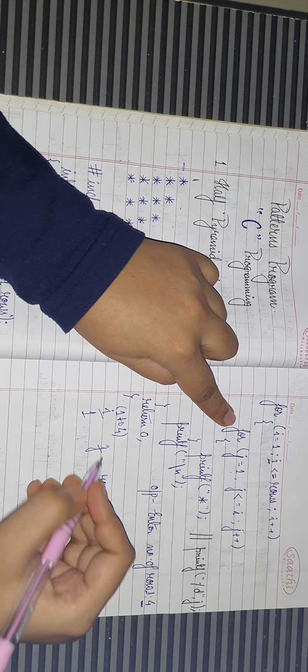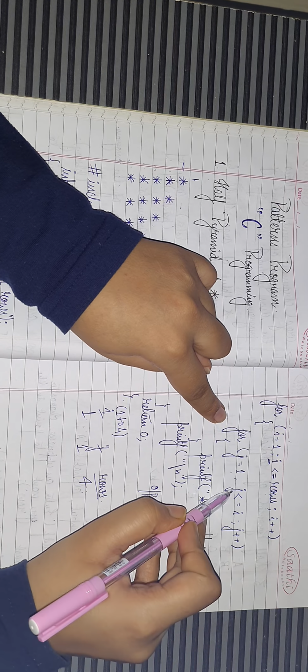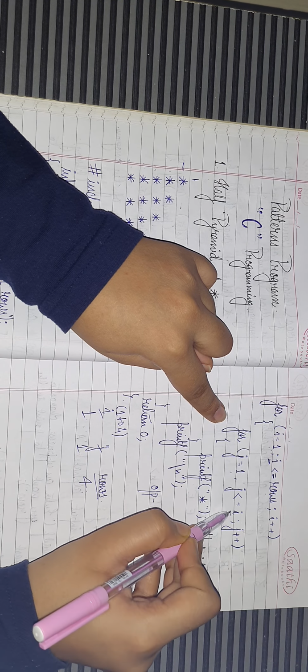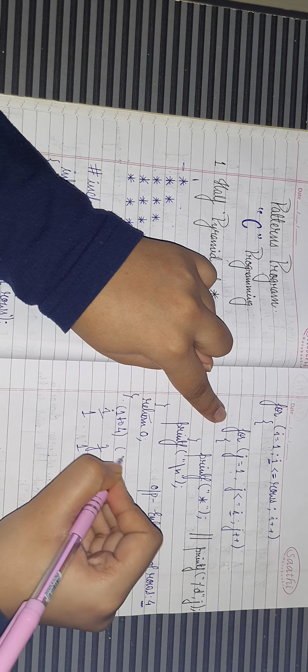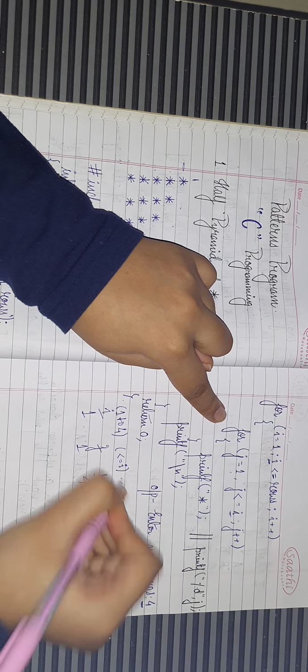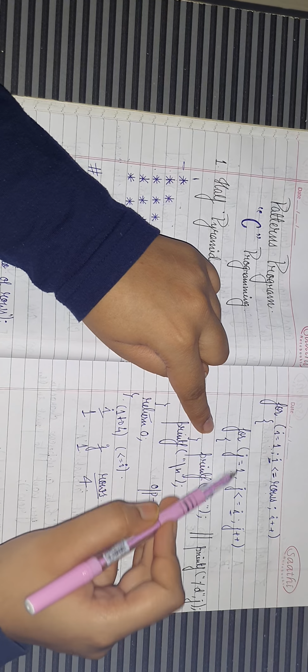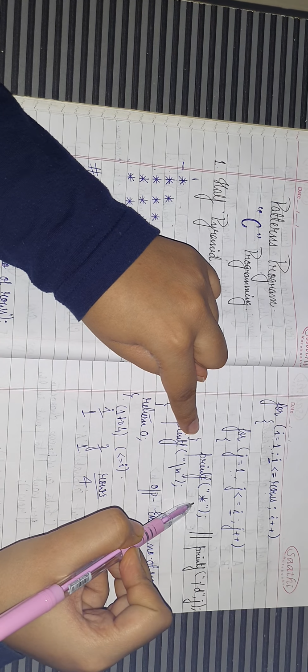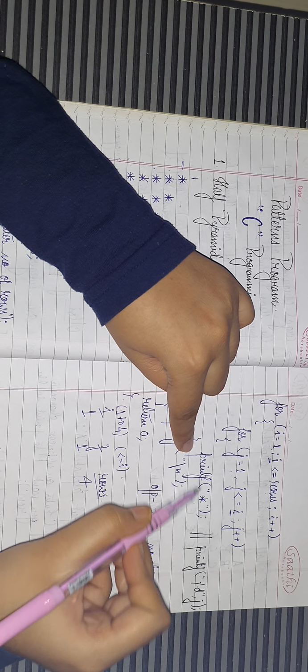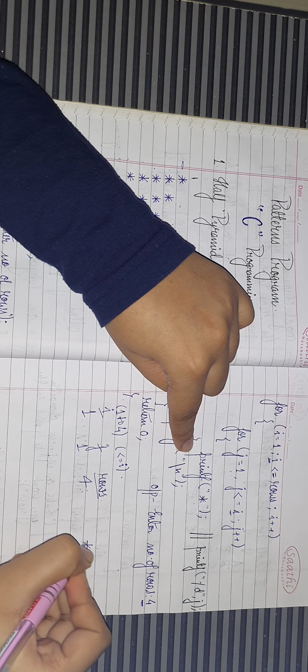Okay, so the j value starts from 1 and will run up to the i value, meaning the j condition should be less than or equal to the i value, right? And inside this j for loop we will print the star. Okay, so now here the j value is 1, so we will print 1 star, right?